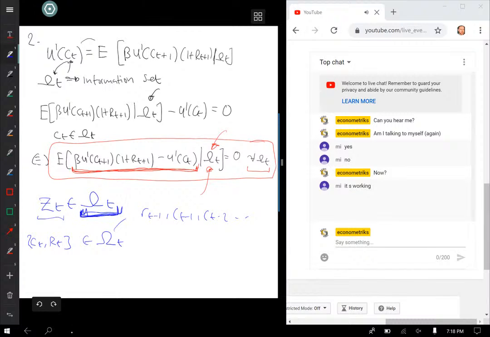So this omega t, this information set, is everything that was known to the consumer at time t, and we're saying we've got some variables zt, some of them. Common examples used in applications are lags of consumption and interest rates, but of course we can't really include all of them. Okay, so that's the intuition behind it.